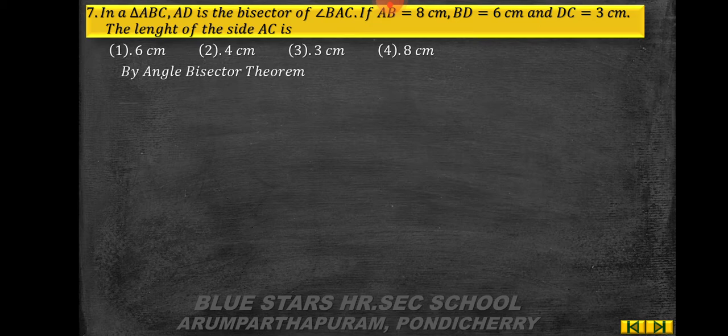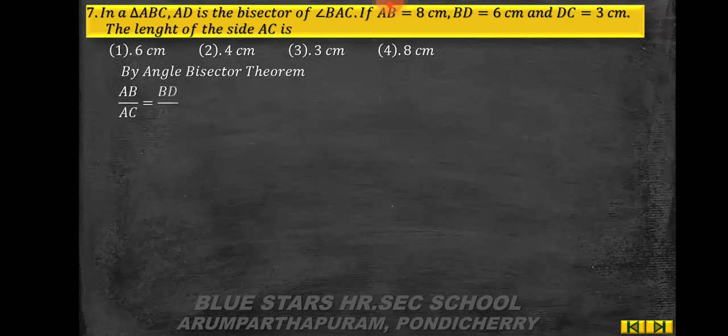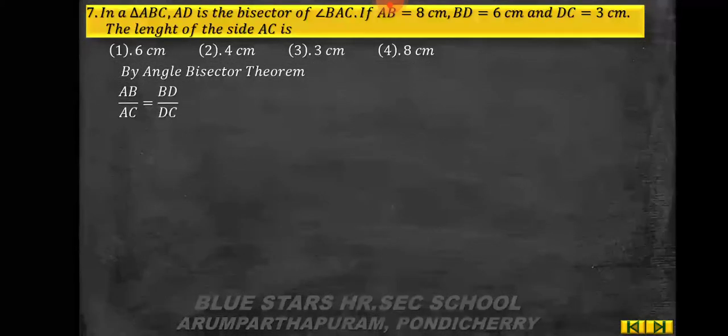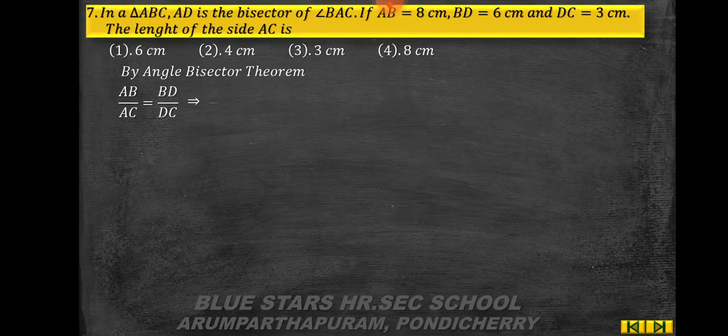So by the angle bisector theorem, AB by AC is equal to BD by DC, which implies 8 by x is equal to 6 by 3. So 8 by x is equal to 2, which implies x is equal to 4. So the correct option is option 2. The answer is 4 centimeters.